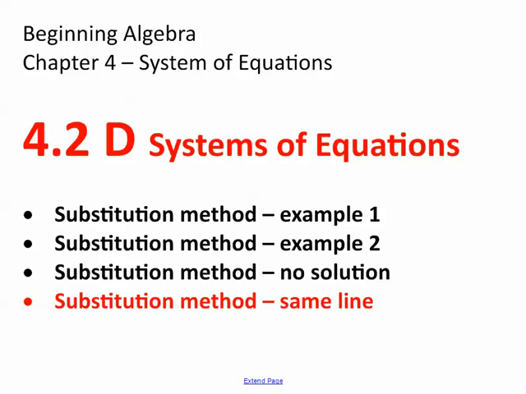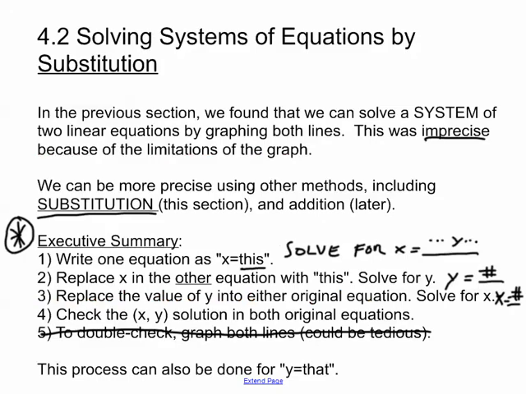So we're going to go through the system of equations substitution method steps. Step number 1 in the executive summary, I guess, is solve one equation for one of the variables. In this example, it's solve for x. X equals something. And then you take that something and replace it into the other equation, so that what you solved for goes into the other equation for x.